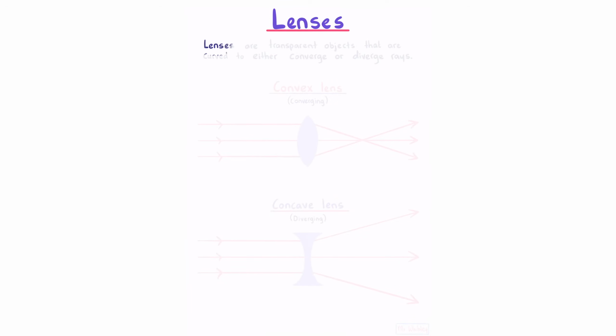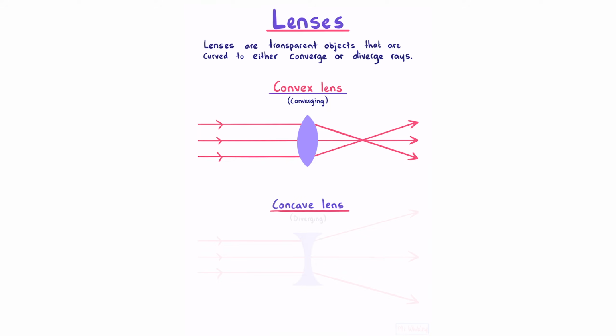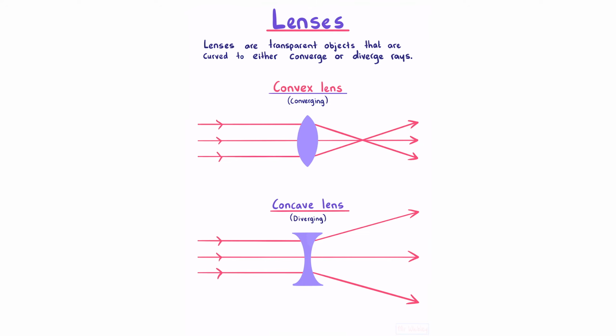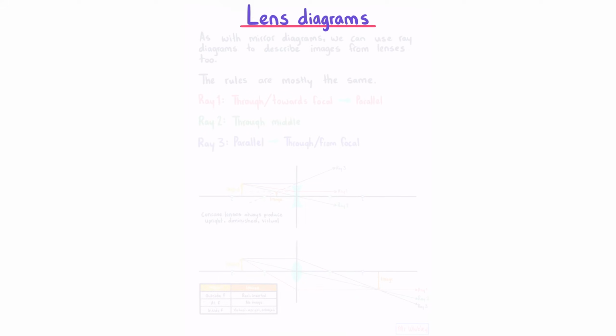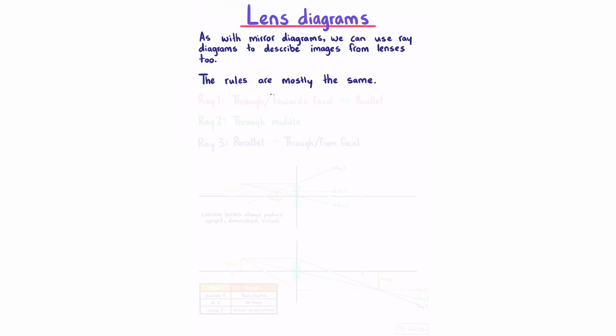Lenses. Lenses are transparent objects that are curved to either converge or diverge rays. A convex lens is a converging lens, and a concave lens is a diverging lens. Lens diagrams. As with mirror diagrams, we can use ray diagrams to describe images from lenses too. The rules are mostly the same. Ray 1 is through or towards the focal, and then refracts parallel. Ray 2 goes straight through the middle, and ray 3 goes parallel, and then refracts through or from the focal.